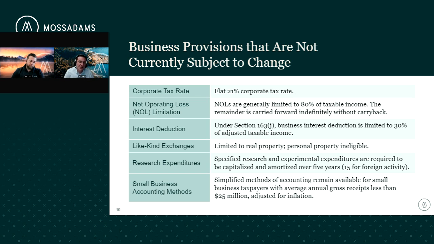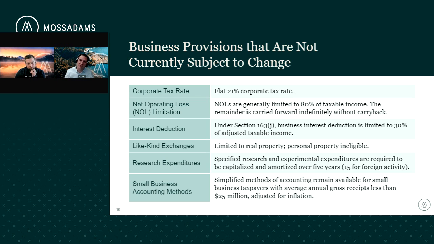Now we're going to go through the provisions that are not changing. So these are the things that are going to stay going forward. We've talked about the corporate tax rate remaining at 21%. Like I mentioned before, that could be something that gets targeted in a post-election season based on some of the candidates' plans. NOLs are continuing to be limited to 80% of taxable income, and they are carried forward indefinitely.